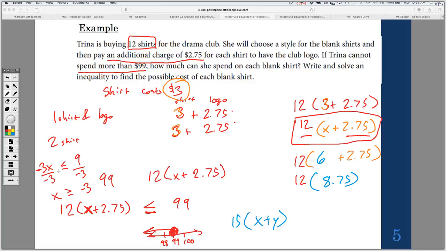Okay, go ahead and solve 12 times x plus 275 less than or equal to 99. Luis, you had a question? Yeah, I went backwards. Is that fine? As long as the inequality is the same, and it still wants to include the 99, you're fine.